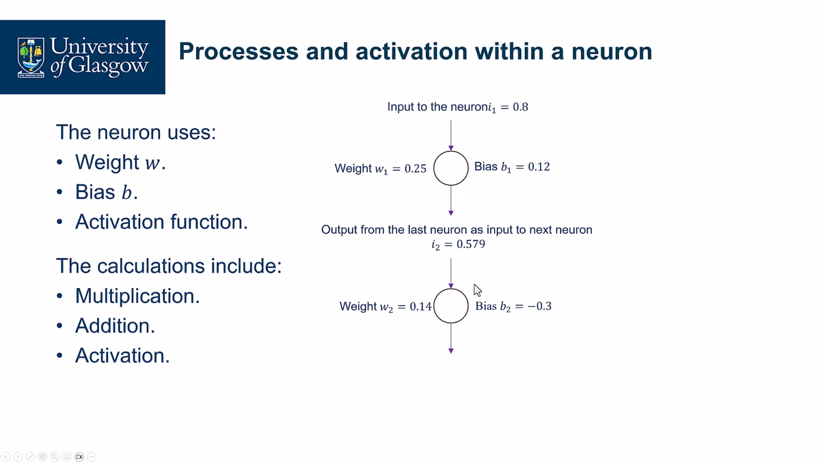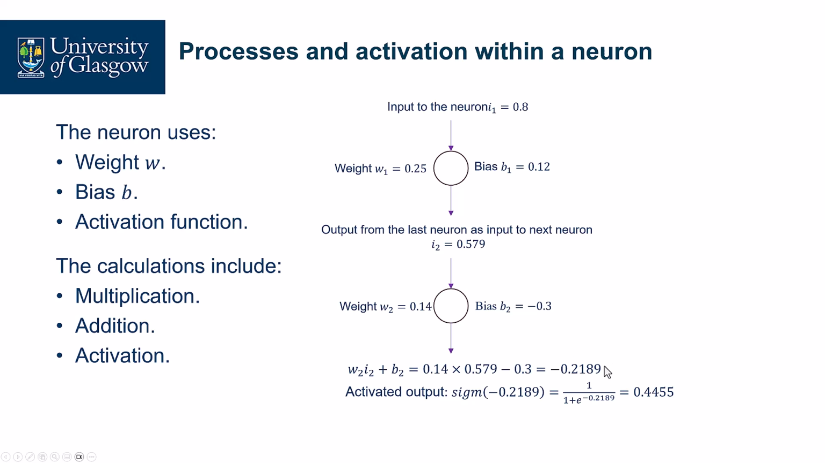So this 0.579 is the input. We have another weight and another bias, so we can do the same thing. We use W2 multiplied by I2 plus B2 and have a result, this time minus 0.21. You can see this value comes here, using the sigmoid function, or we can change to another activation function. It gets a result out. Then the signal will transfer using this route, step by step, and eventually we go to the output.